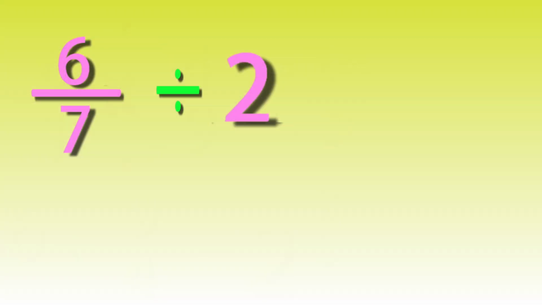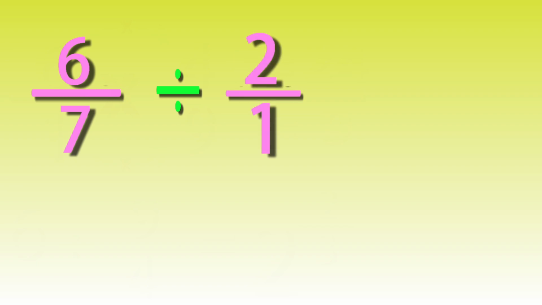Now let's solve 6 over 7 divided by 2. So first, since we are dividing 6 over 7, we keep it as it is. Now for the number that does the dividing, we have 2, which is not a fraction. Is that a problem? No, just simply rewrite it as a fraction by putting the denominator 1 on the bottom. And again, the value does not change, it still equals 2. So now the number that does the dividing is the fraction 2 over 1.